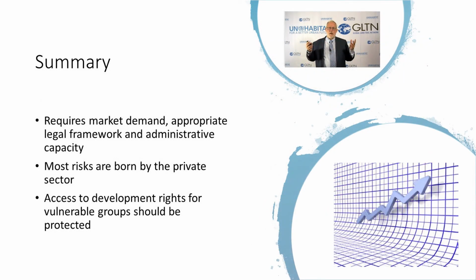The summary: there has to be demand. There has to be an appropriate legal framework. There has to be the administrative capacity to make it work. Most of the risks are borne by the private sector because they're the ones that are buying the rights, and they're the ones that are saying, yes, we think there's sufficient demand in this area to justify the additional development, so they're bearing those risks. The access to development rights for the vulnerable groups still has to be protected by the government.